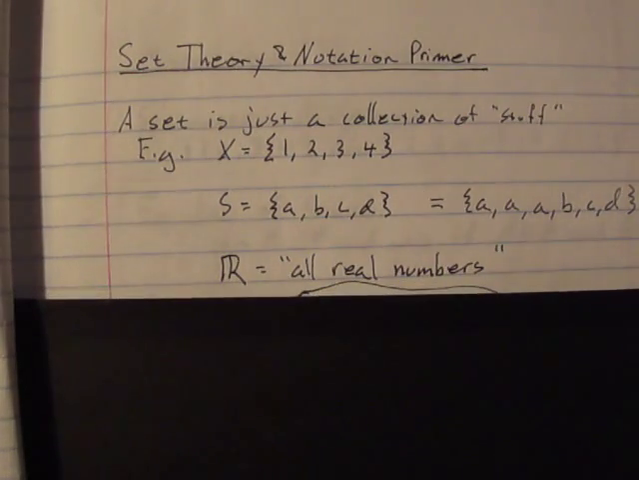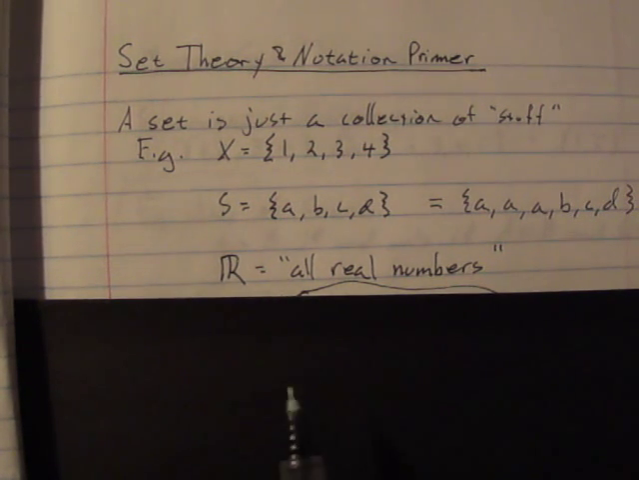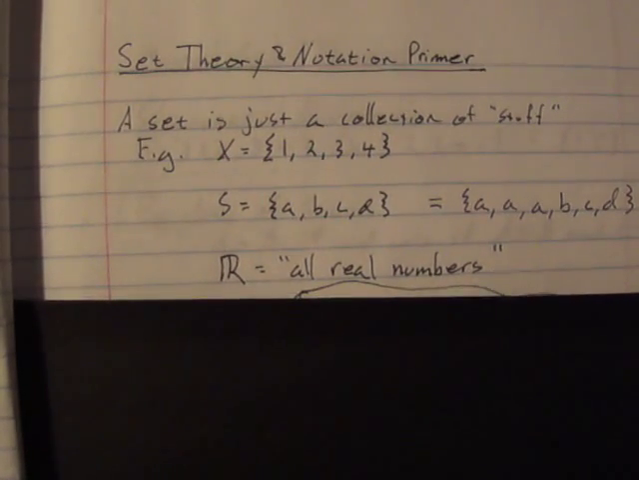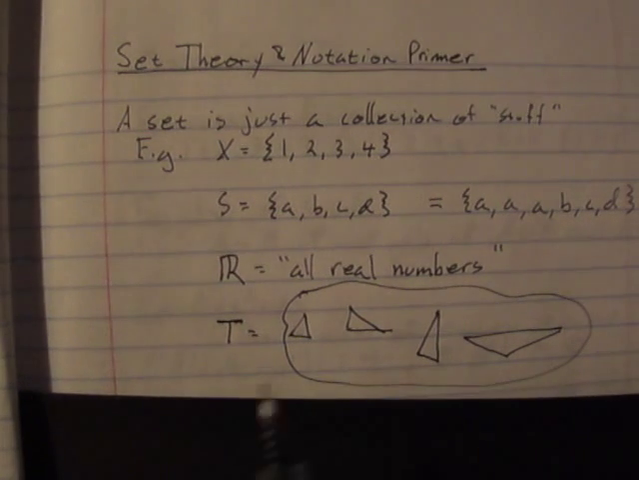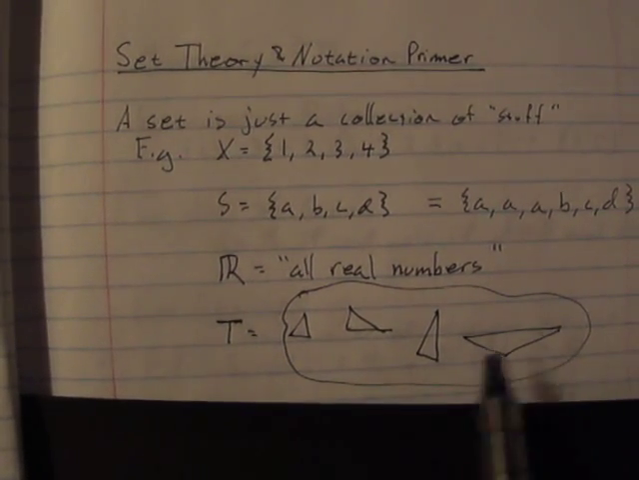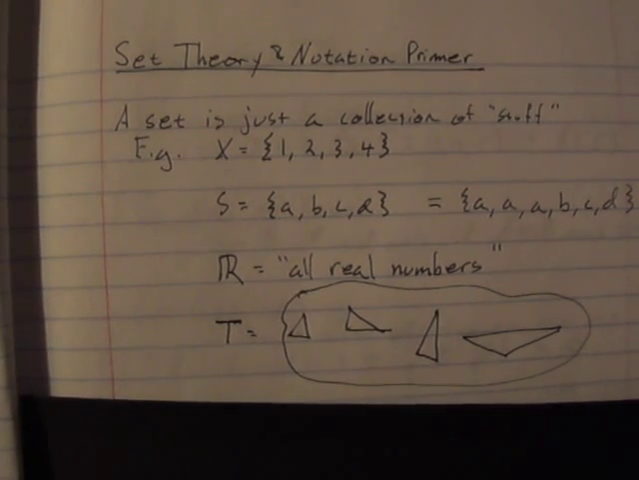Another example of a set is all real numbers, so 1.235, or 3.141592653, or 2.17, or whatever. Those are all parts of the set of real numbers. Another example of a set might be this T here, which is just a collection of triangles. So a set isn't limited to numbers or symbols, but we usually just use numbers and symbols.